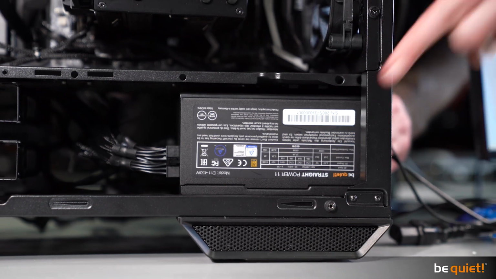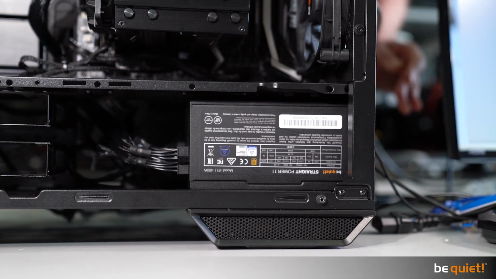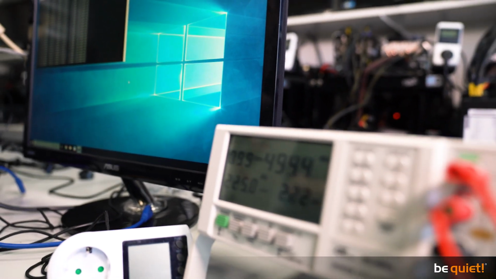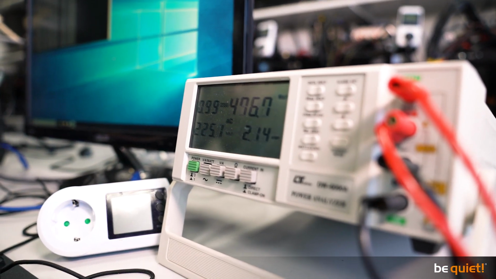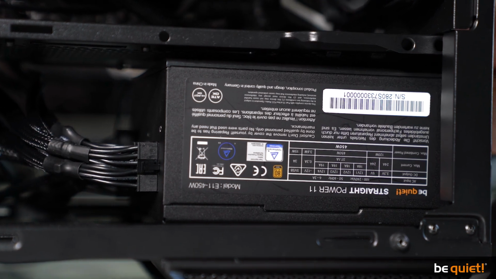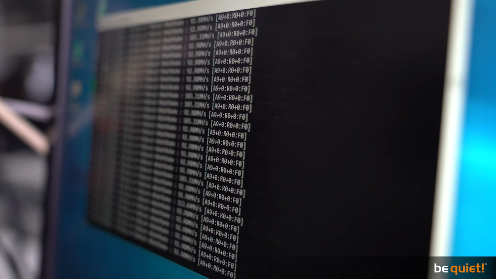Thanks to the fully modular cable management, we've replaced the PSU with a 450-watt model and let it do some crypto mining with two graphics cards. While both 1080 Ti cards were maxed out, we have measured an incoming demand of up to 500 watts. This particular PSU has an efficiency rating of 90% and is working at full capacity, but it's stable.